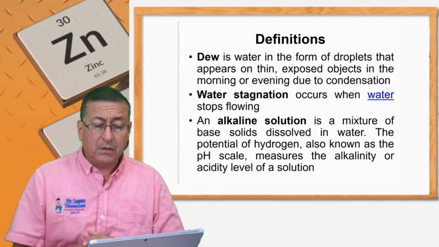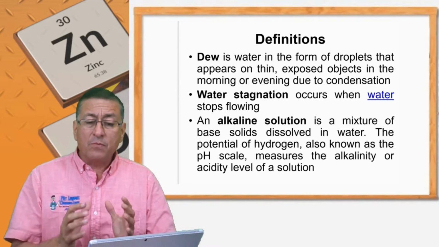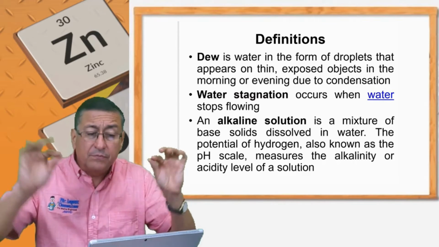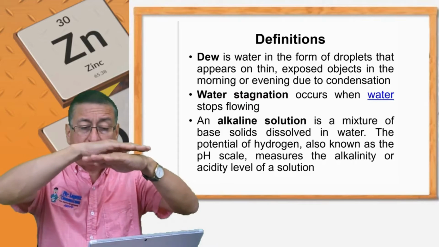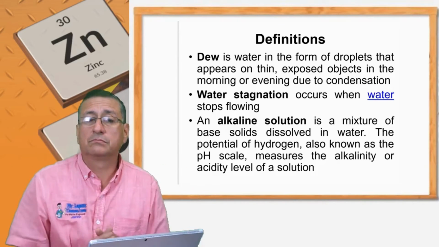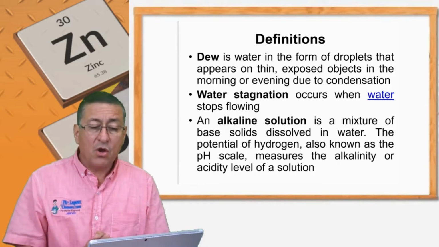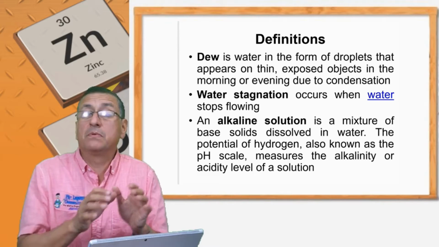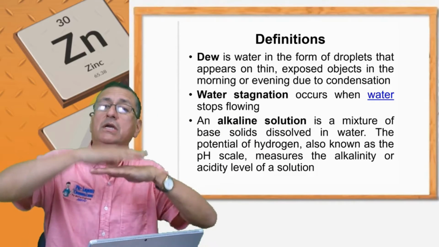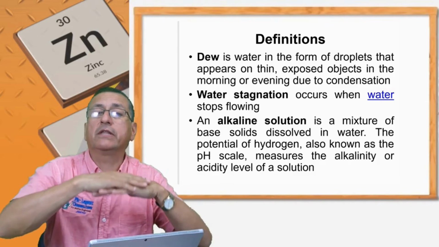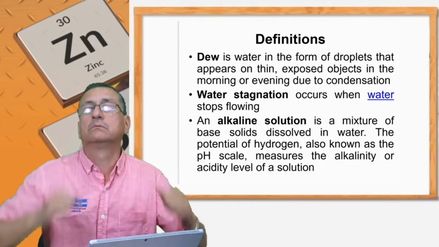Dew is water in the form of drops that are in a thin layer covering the objects. That thin layer is because of condensation. This is dew. Water stagnation is when the water stops the flow and the water stays over there, is accumulated over there. This is stagnant water.